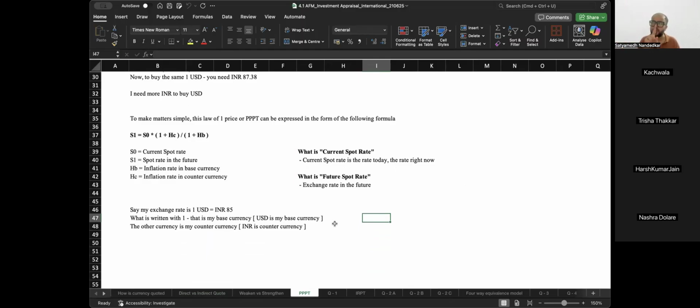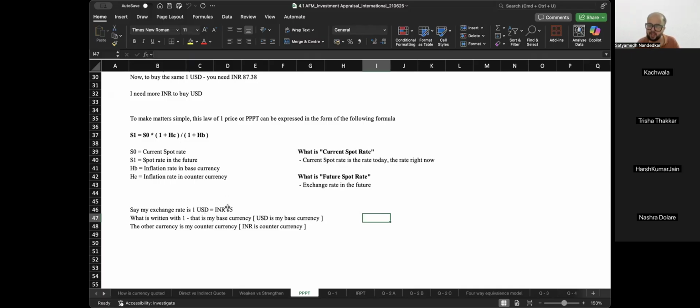So spot rate is $1 equal to 80 rupees, and then they give you the inflation rate at the end of T1, T2, T3, T4 in the foreign country and in the home country. What you are supposed to do is use this formula: S1, that is the spot rate in the future, is S0 into (1 plus inflation rate in counter currency) upon (1 plus inflation rate in base currency). Now, what is counter currency and what is base currency?